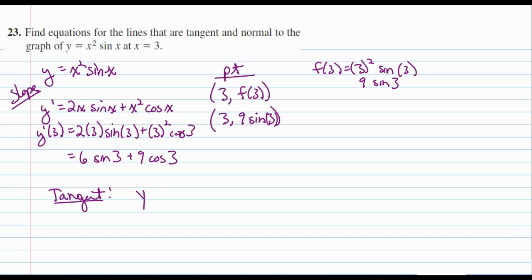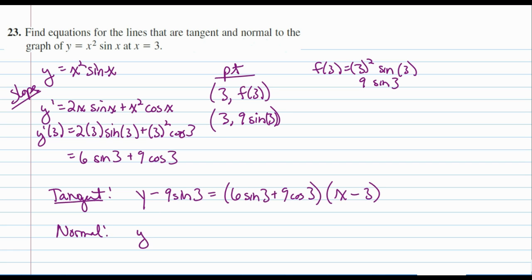So my tangent line can be y minus the y coordinate, which we said was going to be 9 sine of 3, equals the slope, so 6 sine of 3 plus 9 cosine of 3, times x minus the x coordinate, which is just 3. Then the normal line will be using all the same points, so y minus 9 sine of 3 equals, and I'm just using the opposite and reciprocal, so negative 1 over 6 sine of 3 plus 9 cosine of 3, and then times x minus 3, same x coordinate.